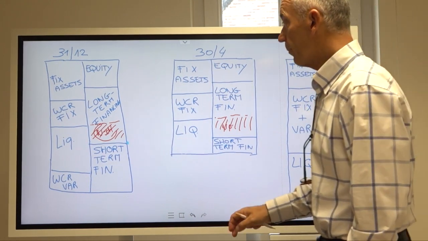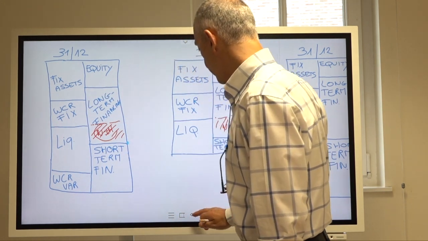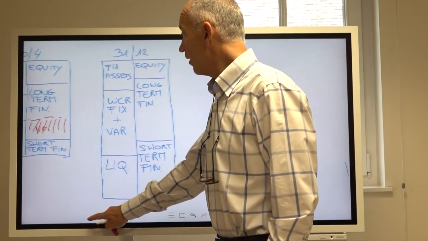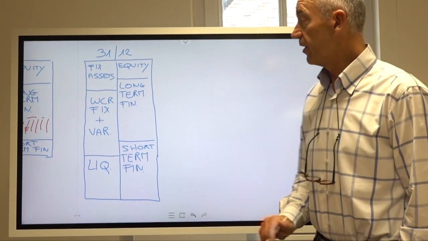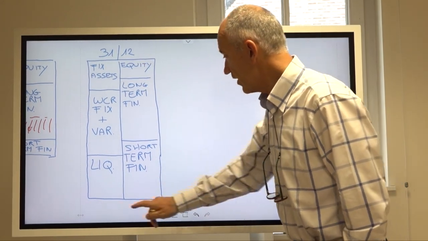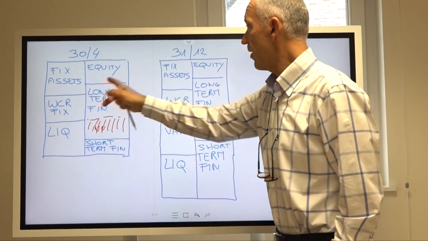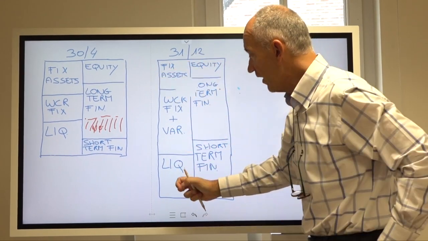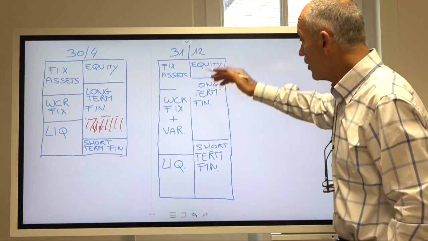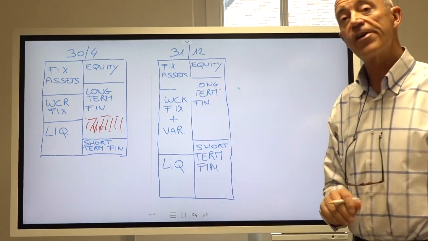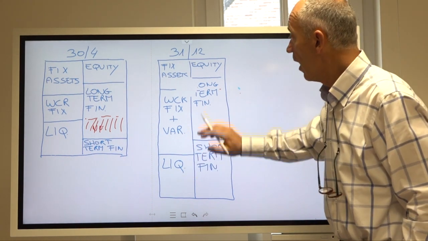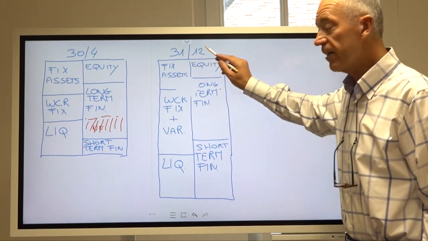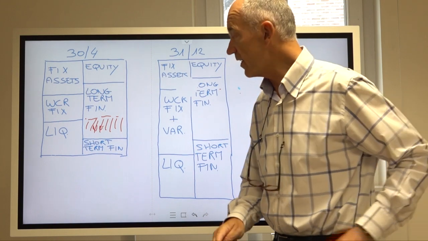What happens if you put the working capital requirement that is variable together with the fixed working capital requirement? Then you see you still have the same amount of fixed assets, but if you put here the total working capital requirement and you put your liquidity downstairs, you see that you don't have any net treasury anymore. Your net treasury has been hidden because you have put your variable working capital requirement on the balance sheet of the end of December together with the working capital requirement that is fixed.